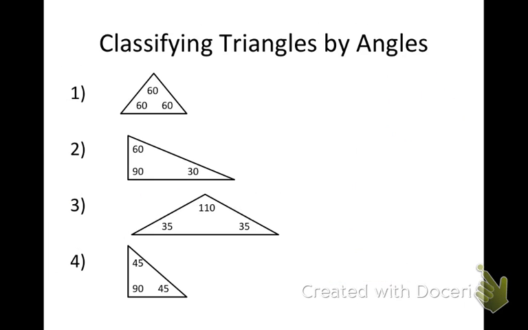Alright? So let's look at these first 4. Classifying triangles by angles. So number 1, the triangle's angles are all 60 degrees. McCoolidge, what type of triangle would that be? Equiangular. That'd be what's known as equiangular. Okay, that is an equiangular triangle. Why? Because they all are 60 degrees.